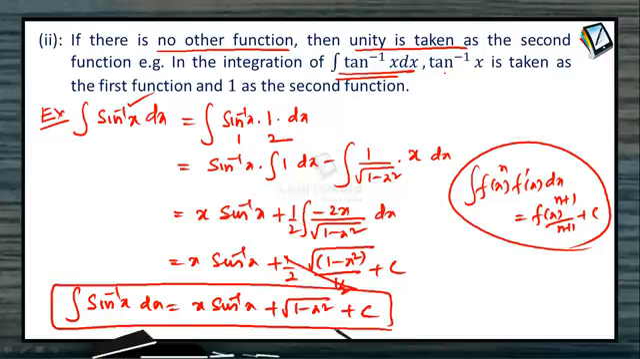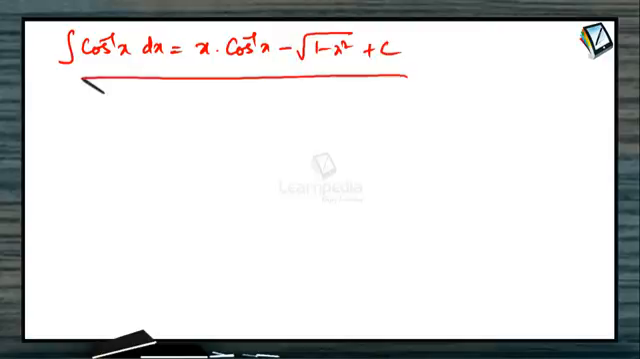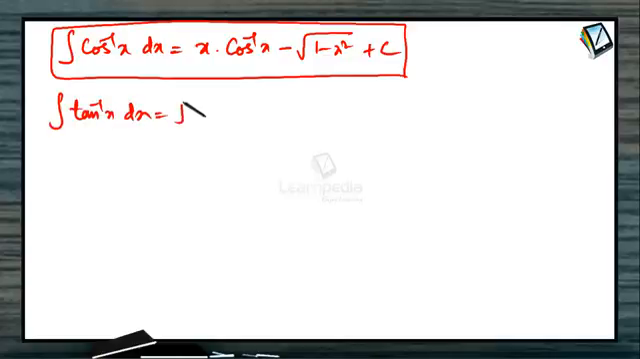This is the integral of sine inverse. Similarly, the integral of cos inverse of x dx is also derived in the same fashion, and we'll get it as x times cos inverse x minus root over 1 minus x square plus c. That will be the integral of cos inverse of x.